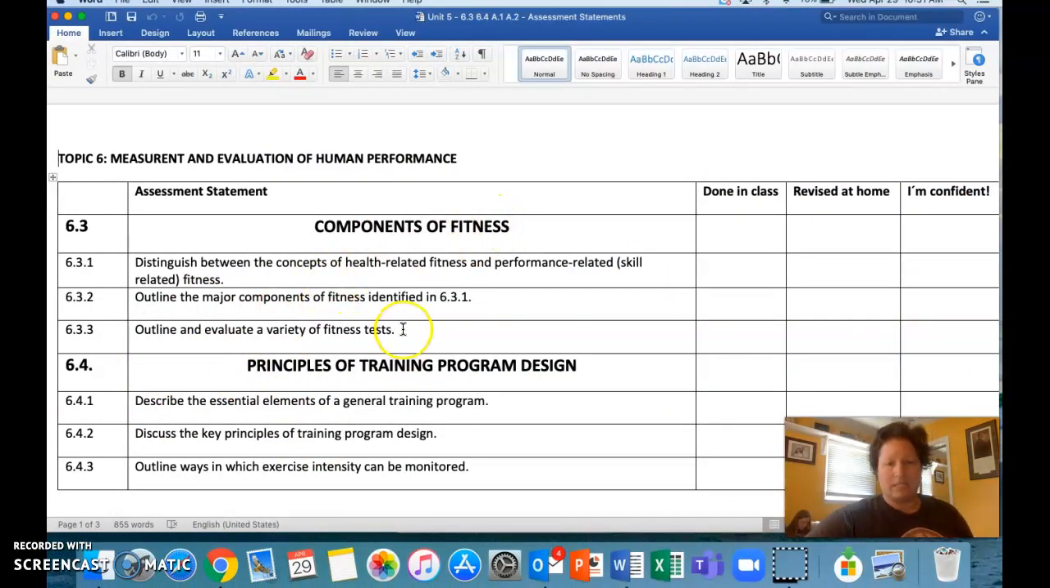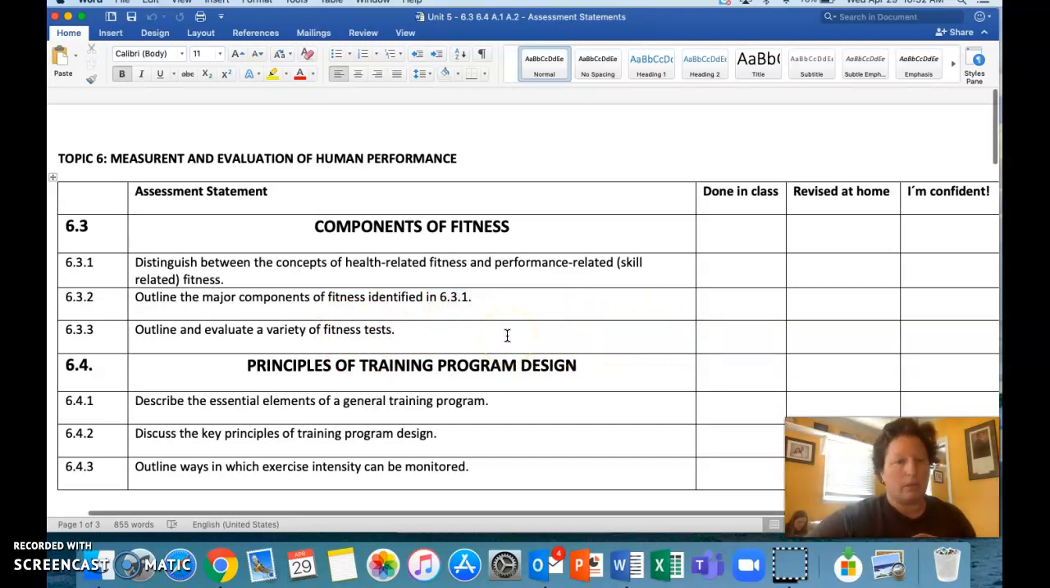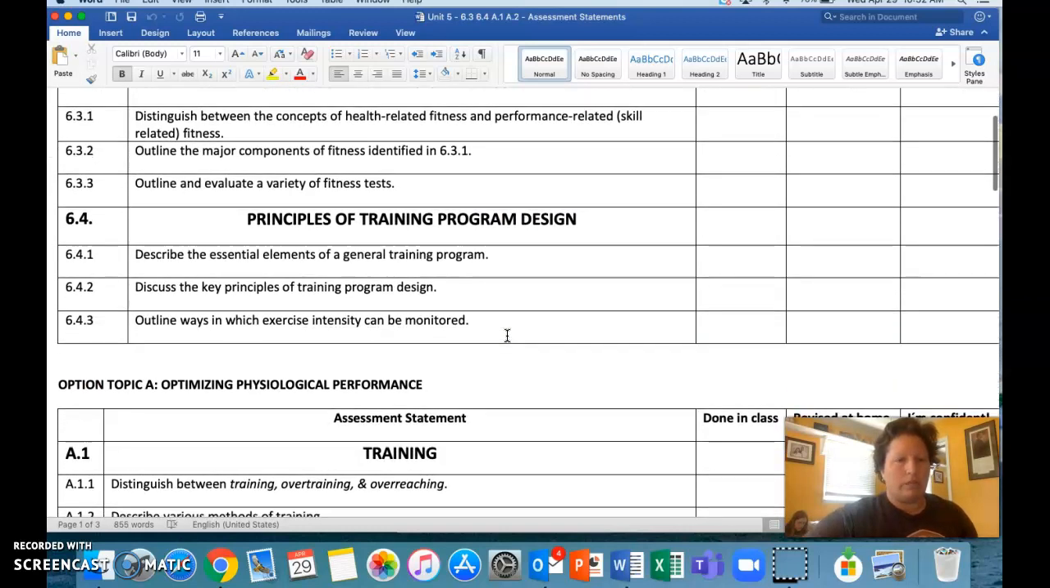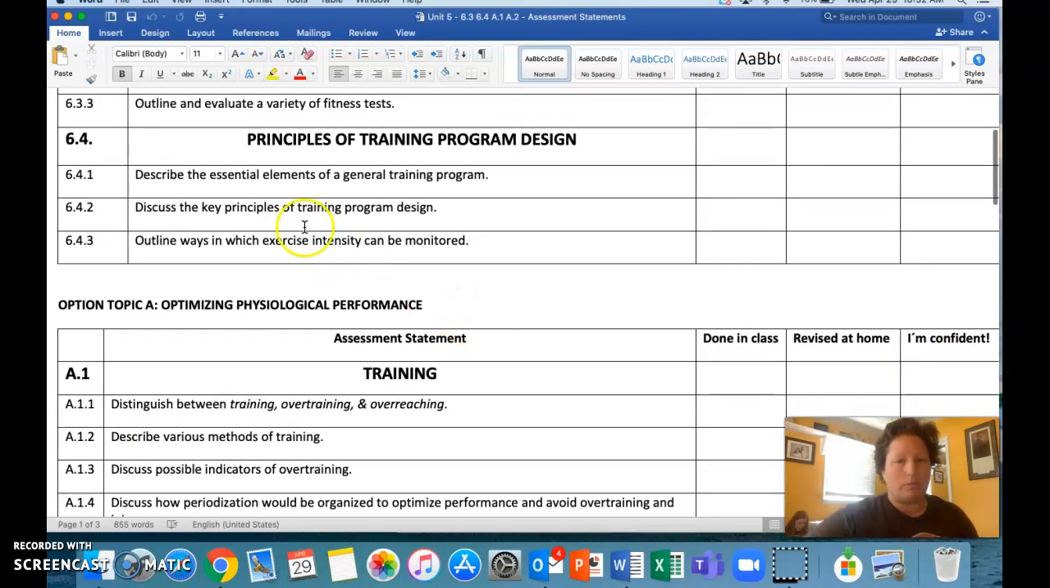Then we get into 6.4. It doesn't look like a lot, but it is a lot of material. This is probably one of the most important sections as it relates to sports science from a fitness standpoint. We move into 6.4, which is program design: understanding what a general training program is, and then the components of the design program.